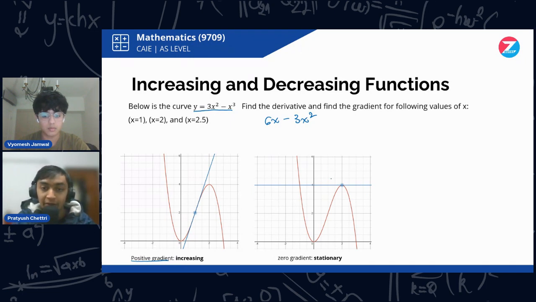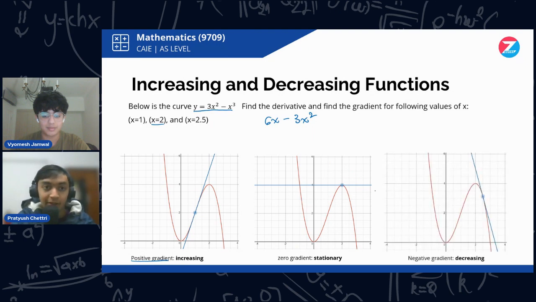If the derivative is zero, the slope is zero. So that's what it looks like at x equals 2. And what about x equals 2.5? Well, it's going down. The derivative is negative. The gradient is negative, which means it's decreasing. Basically, just think of the derivative as the slope: a positive slope is increasing, a negative slope is decreasing, zero slope is neither, just chilling. That's all for increasing and decreasing.